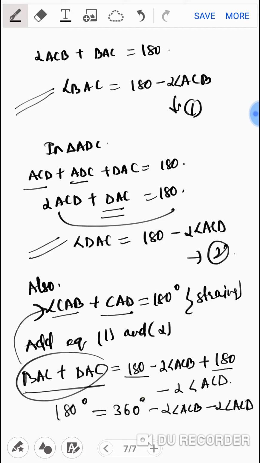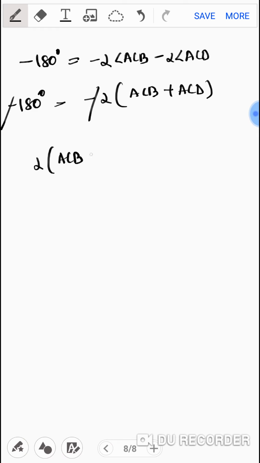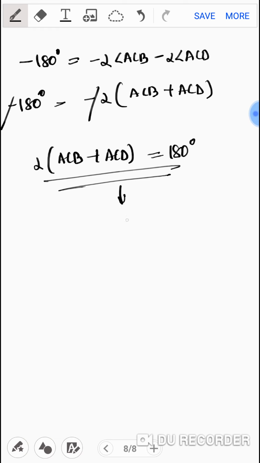My dear kids, take this 360 here. So it will be minus 180 degree is equal to minus 2 angle ACB minus 2 angle ACD. If I take minus 2 common, it will be ACB plus ACD, and here I have minus 180. Can I eliminate the minus sign? So it will be 2 times ACB plus ACD is equal to 180 degree. Hence we can say proved. Clear?